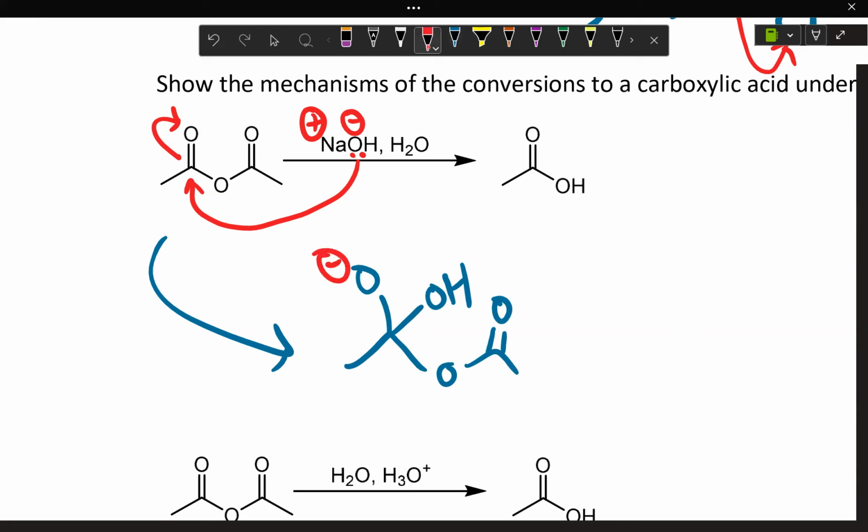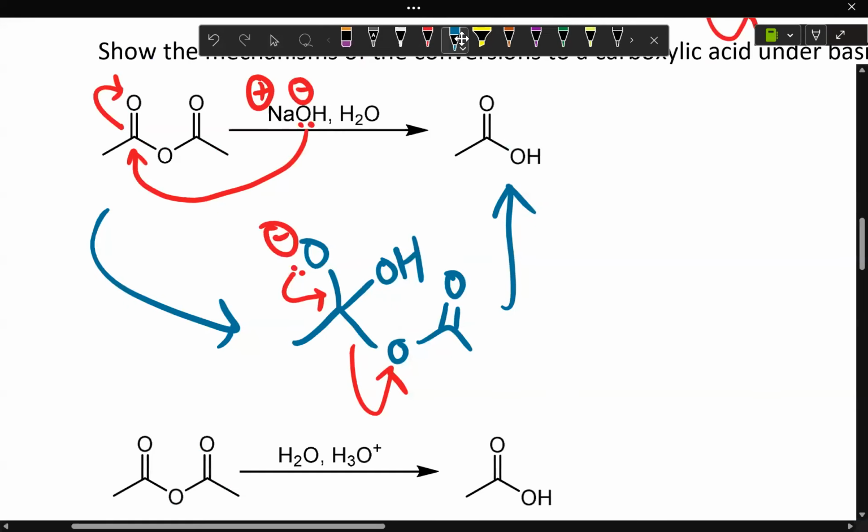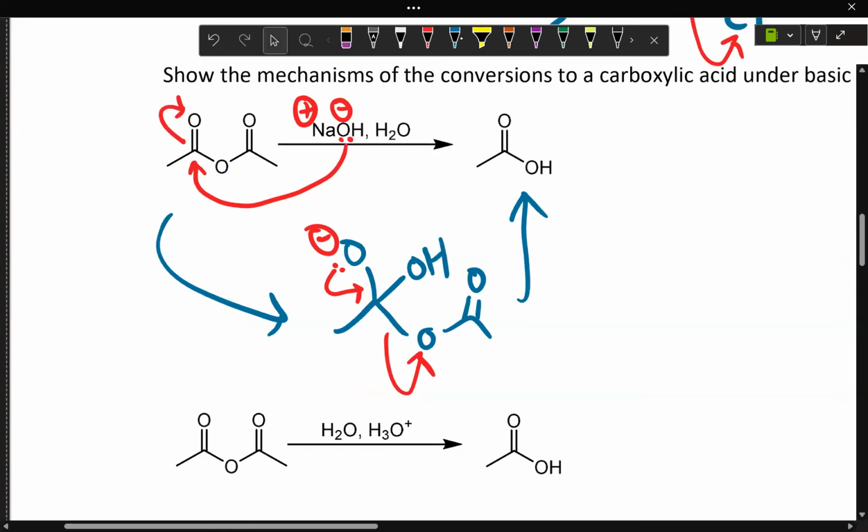We get a negative charge on the oxygen. And then what's separating us from the product? This oxygen needs to create a double bond with the carbon. And then we need to kick off this acetate group, oops, I said acetal. So this gets us to the product.